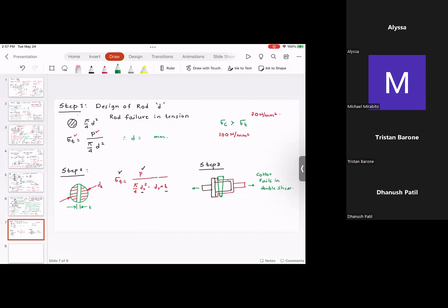The other way this Cotter could fail is, now think about it like you're applying the compressive force. Then what could happen is the Cotter could crush. So what is going to crush? That this area, if you think about it, this area would crush. And what is this area?